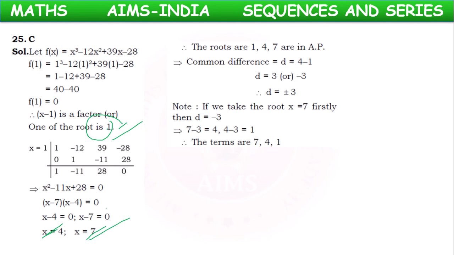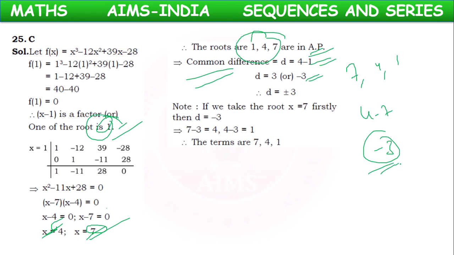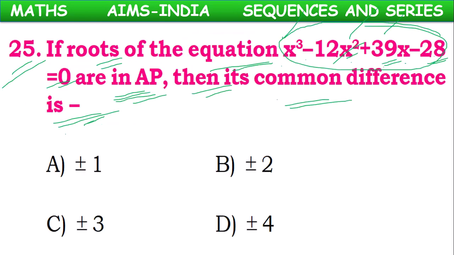Now they have given these three roots are in AP. 1, 4, 7 are in AP. And their common difference is T2 minus T1, 4 minus 1 equal to 3. But if you take terms as 7, 4, 1, then common difference will be minus 3. Okay. So that's why common difference will be plus or minus 3. So option C is correct.